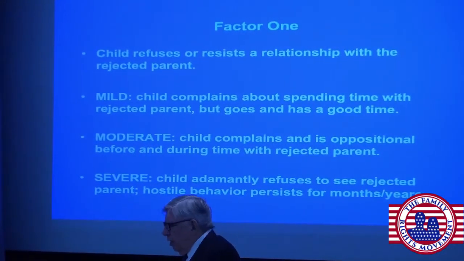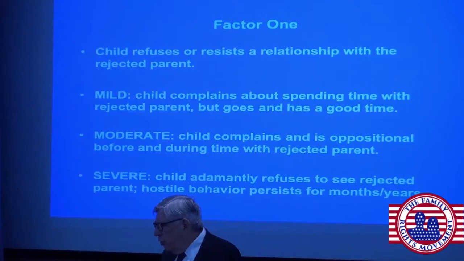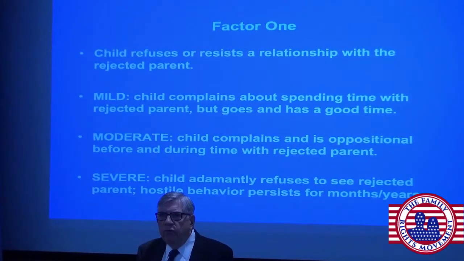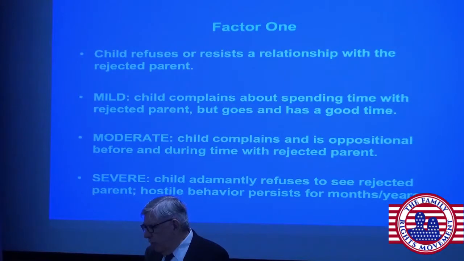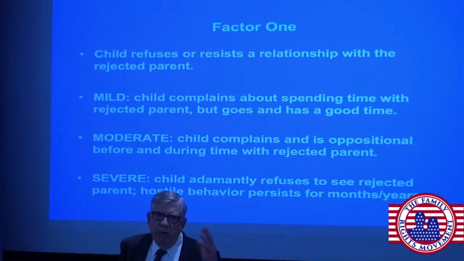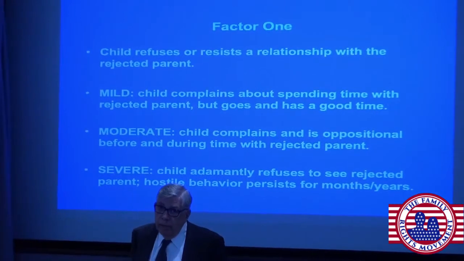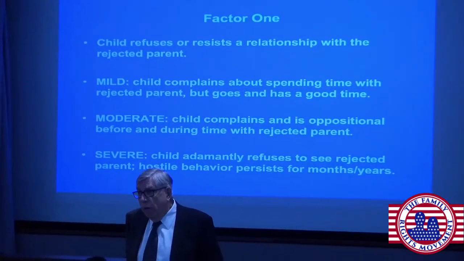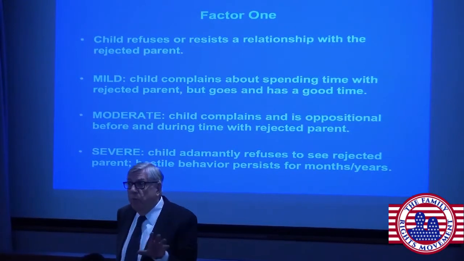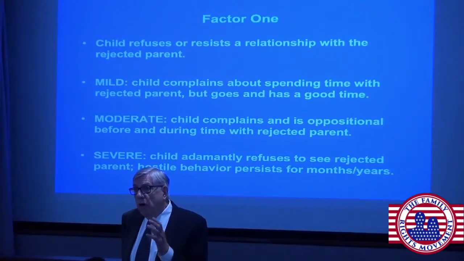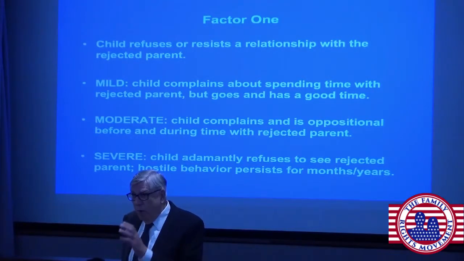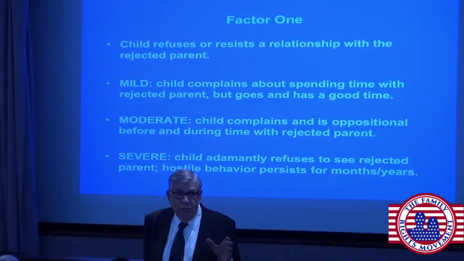So the first component, I'm going to walk through each of these. The first one is that the child actually does refuse to go visit the other parent. Or even if the child goes and visits, the child refuses to have a relationship with that parent. In other words, the child is manifesting contact refusal, or sometimes it's called the refuse-resist dynamic. And we use this particular factor to rate the severity of the parental alienation, and we call it mild, moderate, and severe. My group that I work with has very simple operational definitions of mild, moderate, severe. Listen to this.